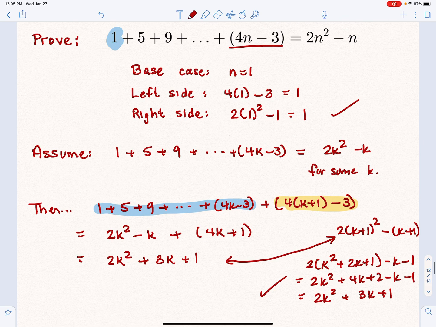So that means that this is a true statement, which means whatever value of n I decide to stop at, I have a formula to find the sum of the first n terms.